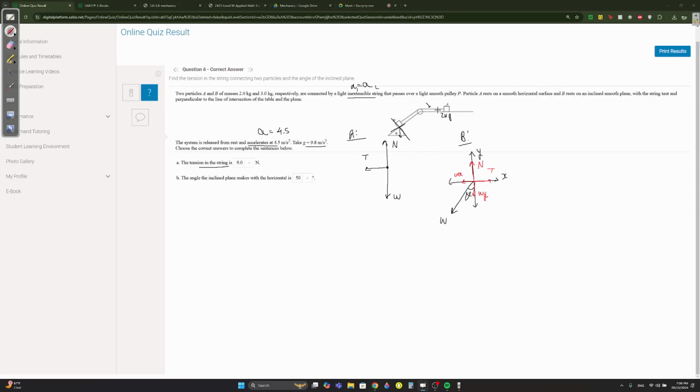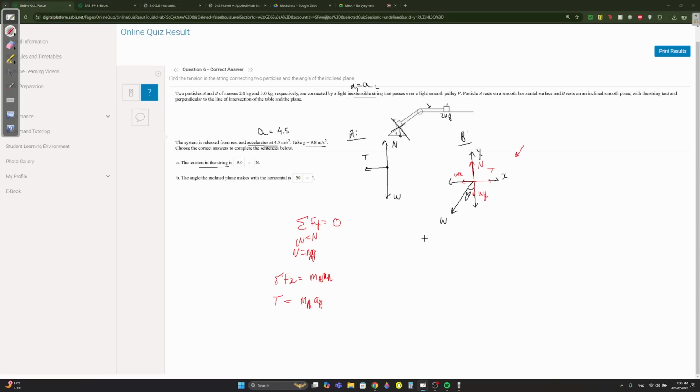Here, block A is going to be moving to the left. Right? Let's start with sigma Fy. Is it 0? Yes, because it's not going up and down, it's just going to the left. So what are the two vertical forces? W is equal to N, so N is equal to mg. How about sigma Fx? It's going to be equal to the mass of A times the acceleration of A. What are my horizontal forces? Tension. There's nothing other than that. Tension is equal to the mass of A times the acceleration of A.